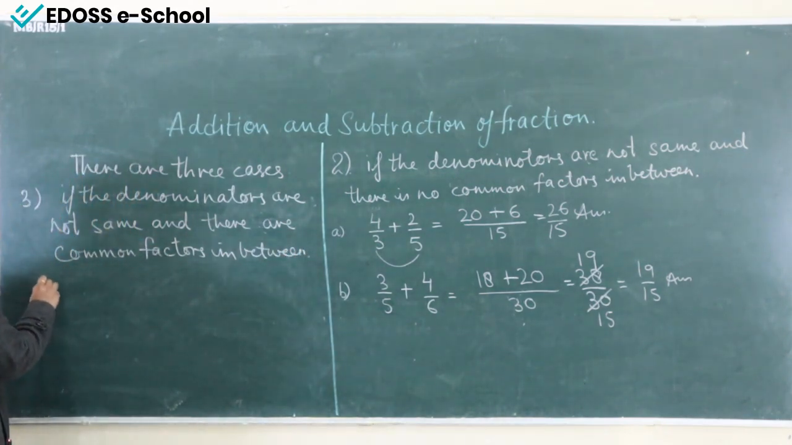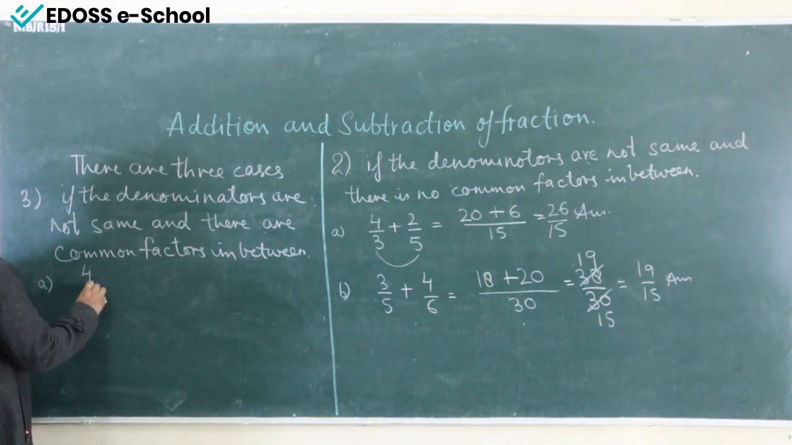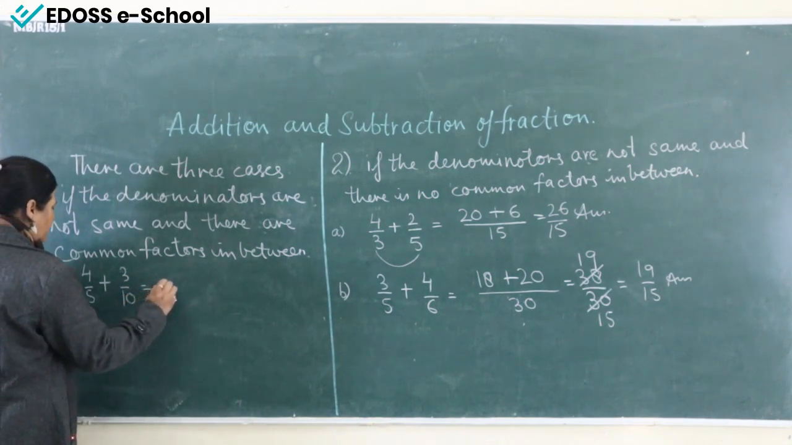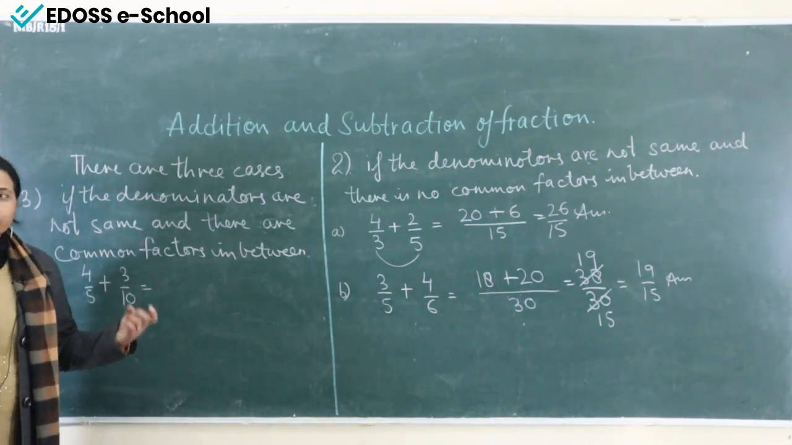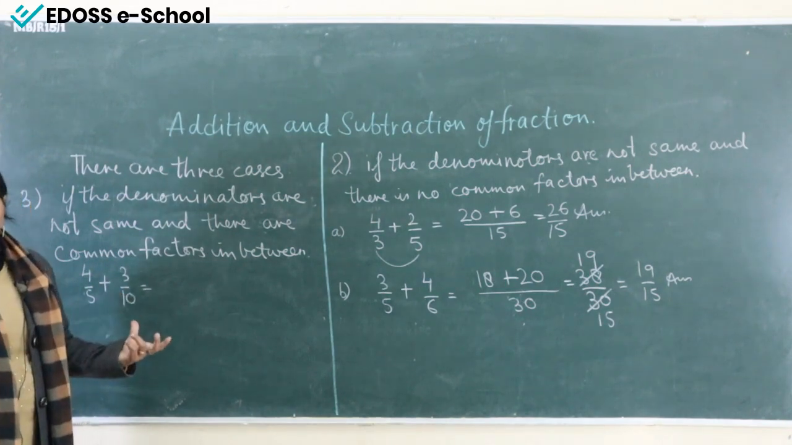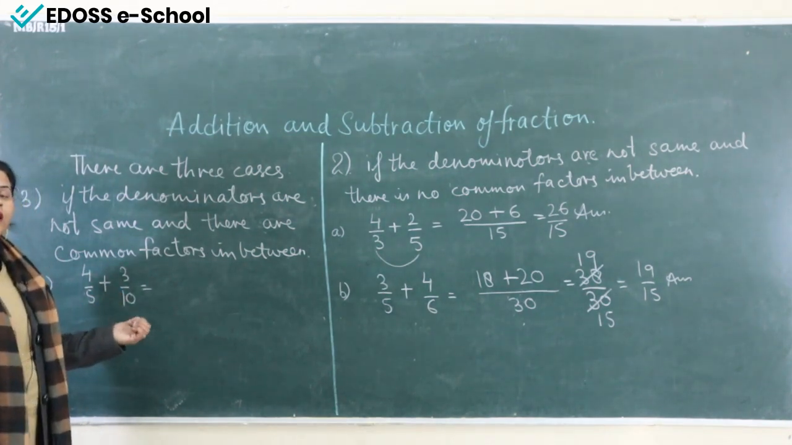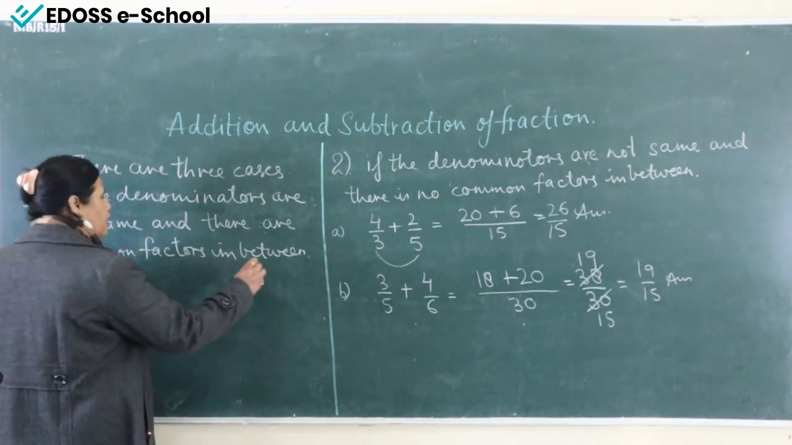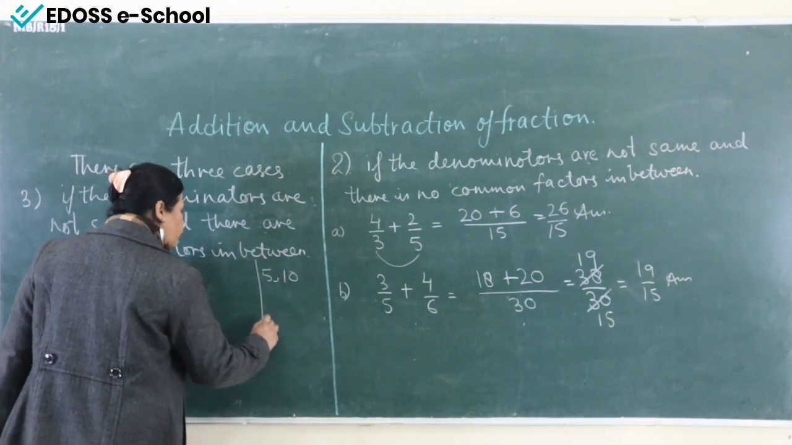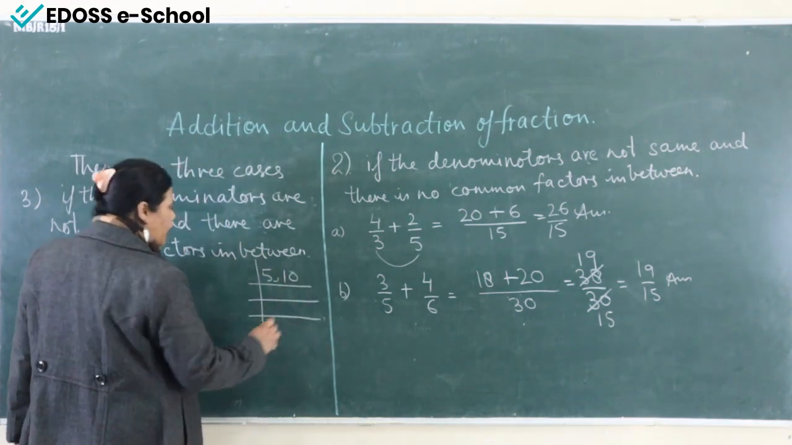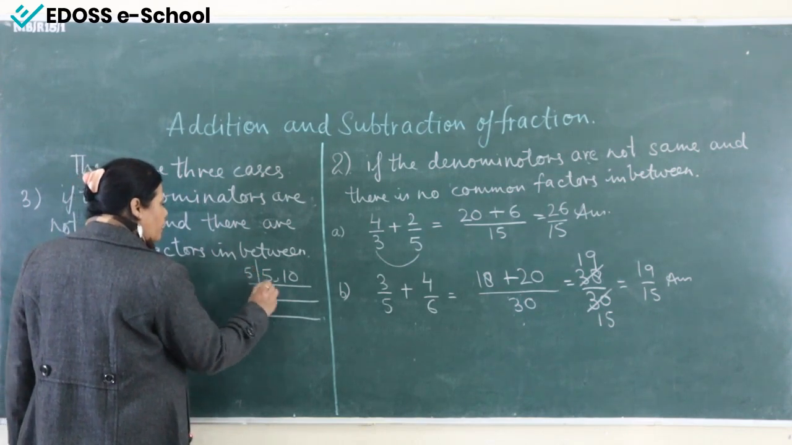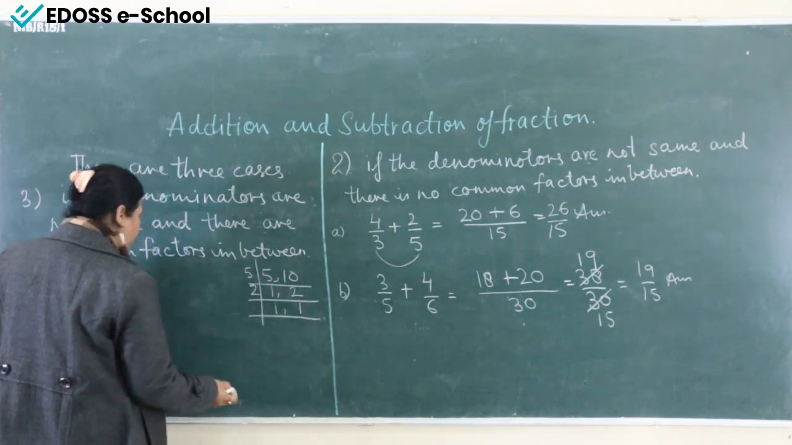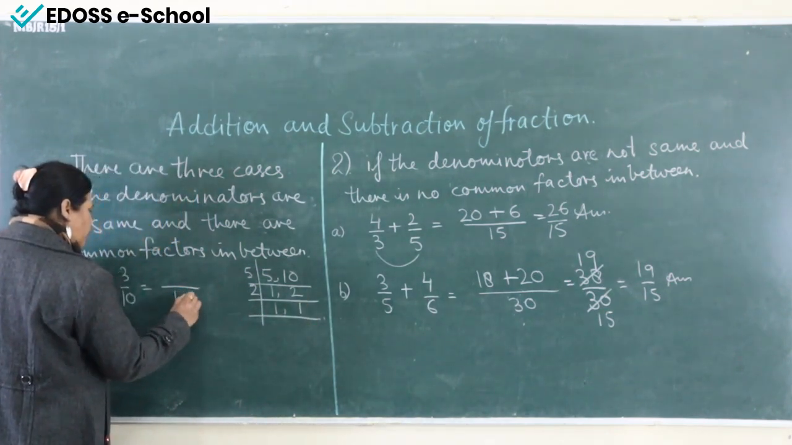So what you will do in this, again I will take an example and explain my statement. One example here, 4 upon 5 plus 3 upon 10. Now see here. Again, the denominators are not same, but there is a common factor here, because 5 and 10 come in the table of 5. So what you will do, you will take the LCM of 5 and 10. All of you know how to take the LCM here. So we will start from 5, 5 ones are 5 and 5 twos are 10. So my LCM is 10.